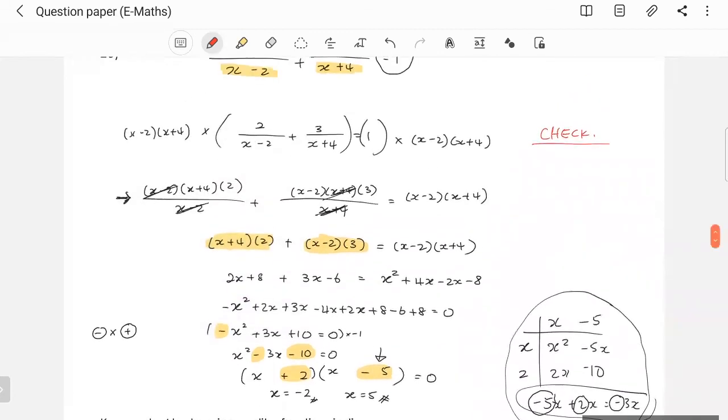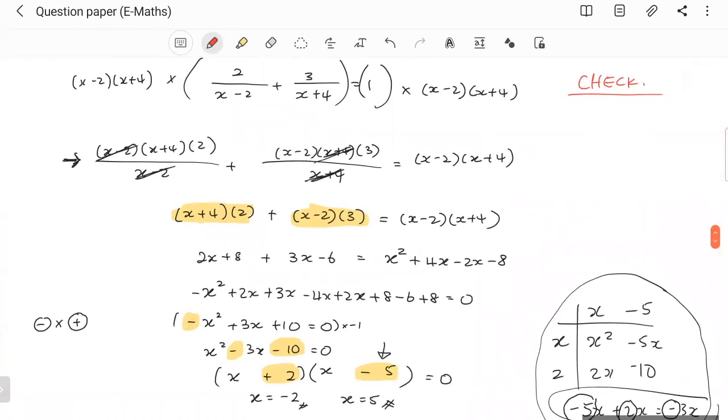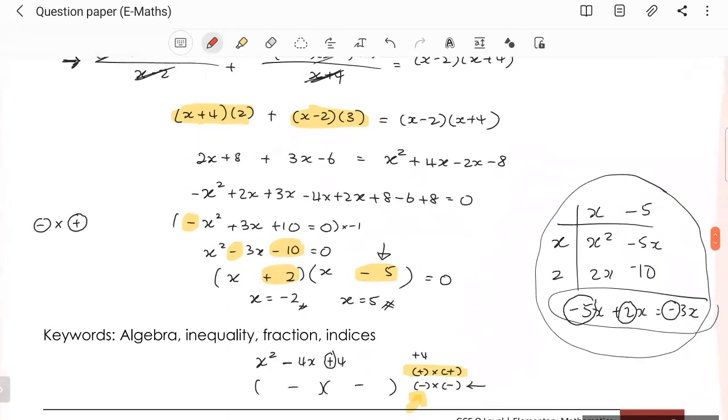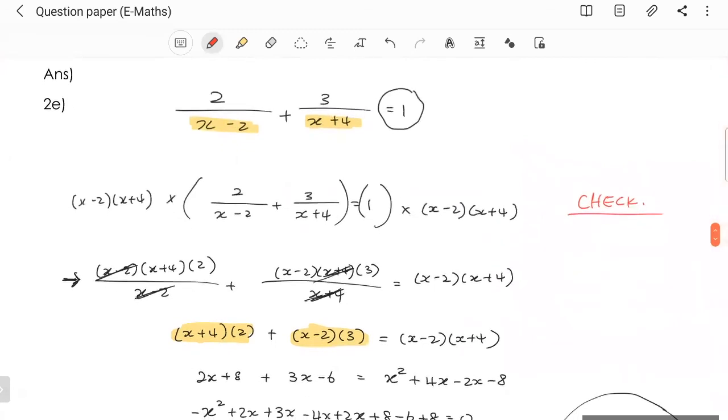Same thing, this is a solution question. We solve. So we are unable to randomly put any value for x because x has a specific value. So we must utilize these values for checking. Our answer is x equals -2 and x equals 5. So we substitute x equals -2 into the question: 2 over (-2 minus 2) plus 3 over (-2 plus 4). After calculation, is your answer 1? If yes, then -2 is a proper solution. If it doesn't give 1, it means that -2 is not a proper solution for this equation.